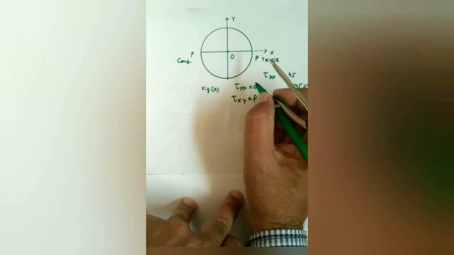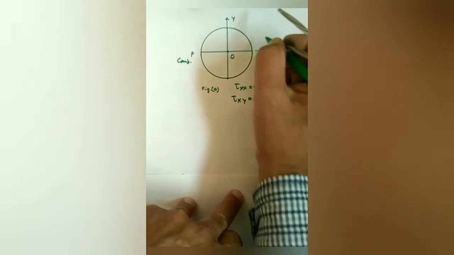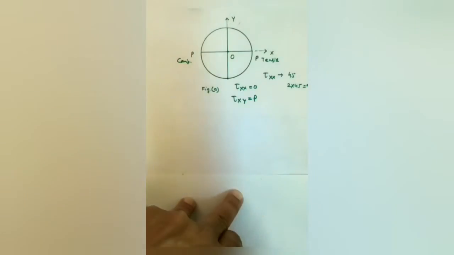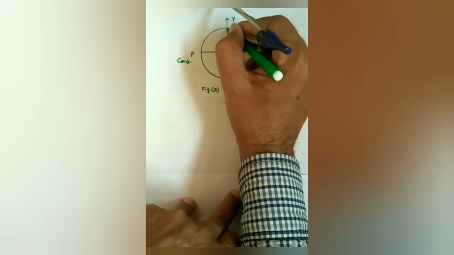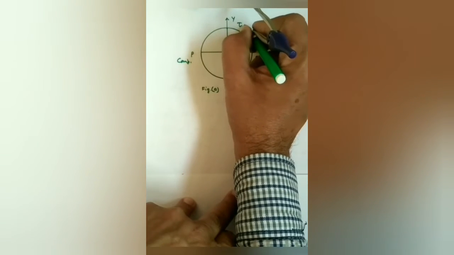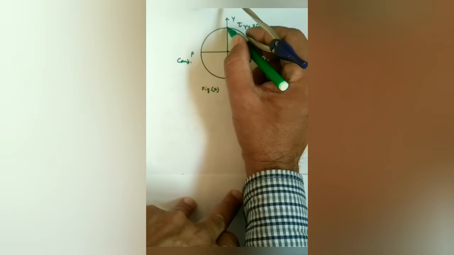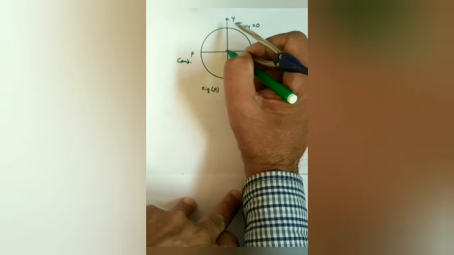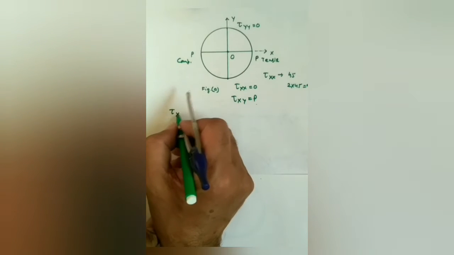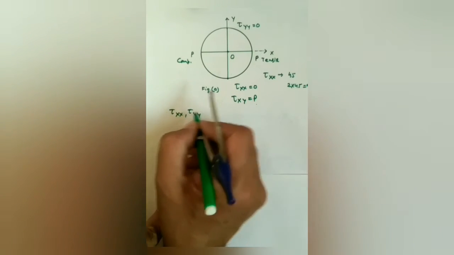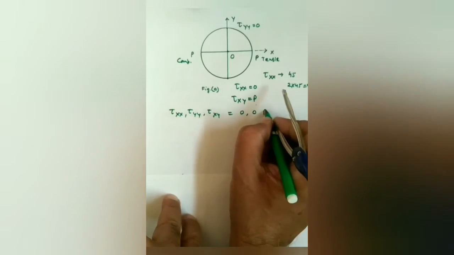Now we have to find sigma yy. It is at a direction 45 degrees anti-clockwise. So we rotate it 90 degrees anti-clockwise, and which is this direction, and here sigma yy is again 0, since the normal stress is 0 at this point, which is vertically up the origin. So we can write tau xx, tau yy, and tau xy is equal to 0, 0, and P.